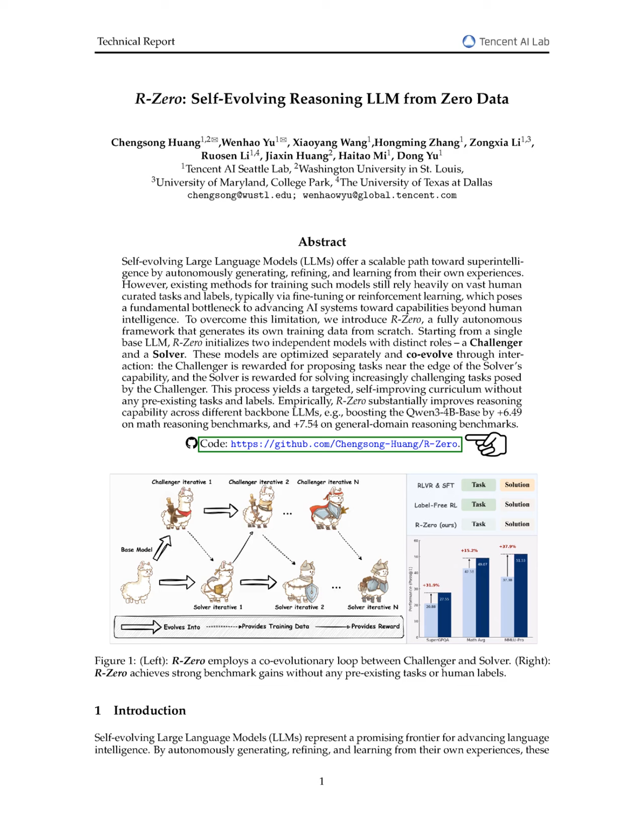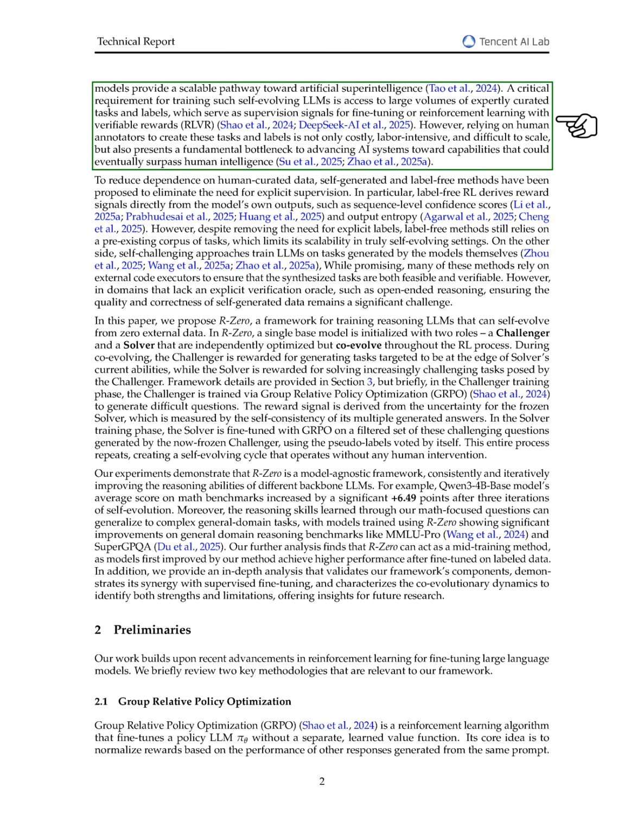Section: Introduction. In this section, we introduce self-evolving large language models, LLMs, which hold great potential for enhancing language intelligence. These models can independently generate, refine, and learn from their experiences, paving the way toward advanced artificial intelligence. A key requirement for training these self-evolving LLMs is having access to a large number of well-curated tasks and labels, which guide their learning process.